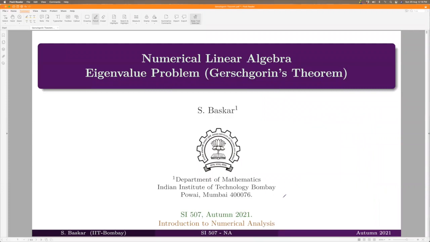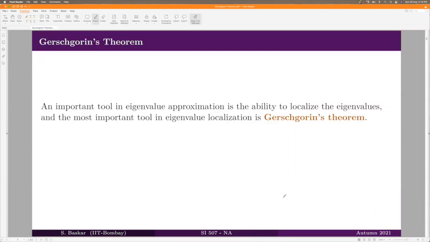Well, students, our next discussion is on Gerschgorin theorem. This is an interesting theorem which can be used as a tool to localize the eigenvalues of a given matrix. What is meant by localizing the eigenvalues of a matrix? Let us try to understand it.